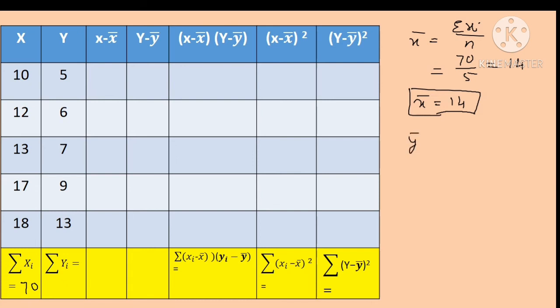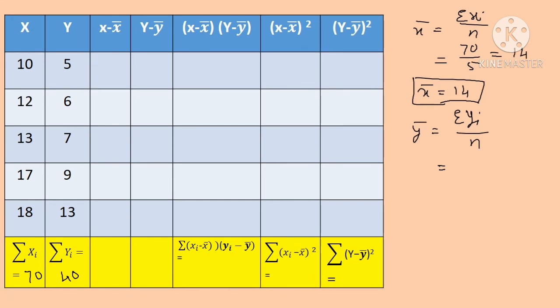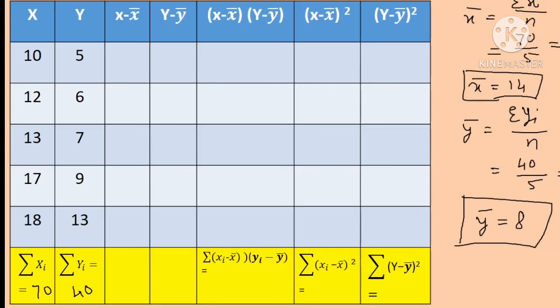Now we have to calculate y bar, that is summation yi upon n. So you get 40 upon 5, that is 8. So y bar is equal to 8. Now let us complete this table. So x minus x bar, where x bar is 14: 10 minus 14 is minus 4, 12 minus 14 is minus 2, 13 minus 14 is minus 1, 17 minus 14 is 3, 18 minus 14 is 4.